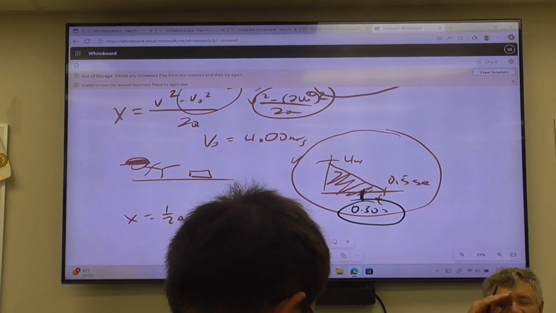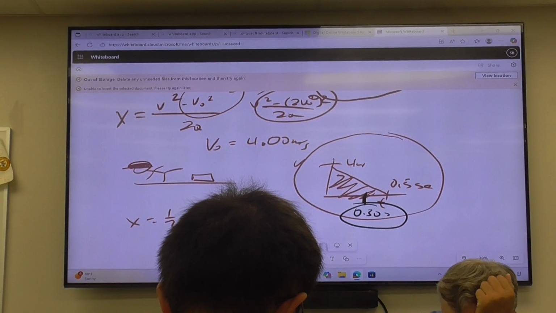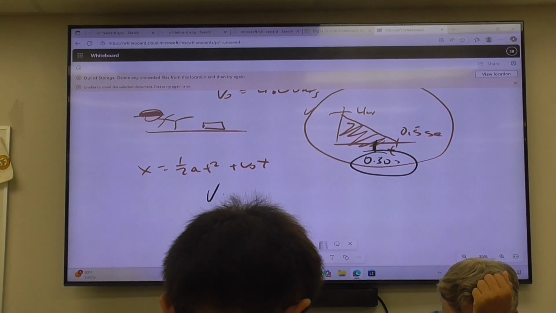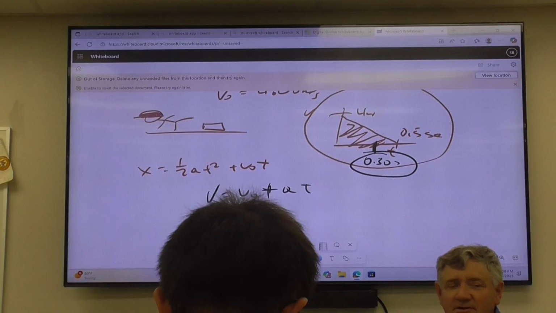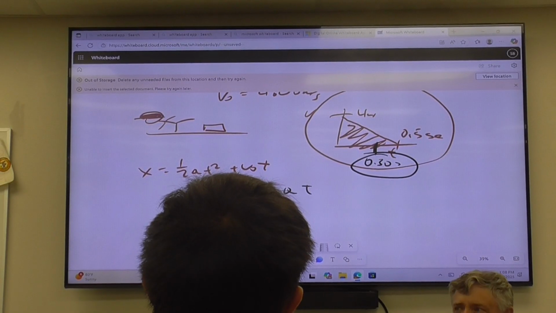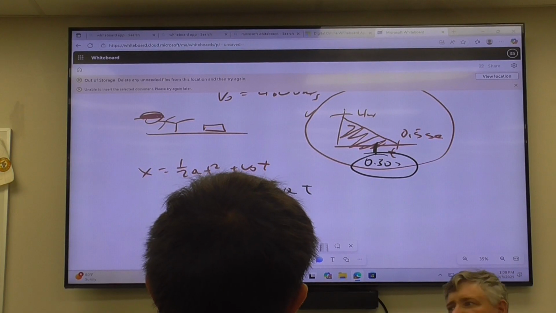So obviously, this is just a slope-intercept form on part E. Just use V equals V naught plus AT. Your initial velocity is 4. You know your acceleration. You know your time. It's just plug it in. That's all you have to do.